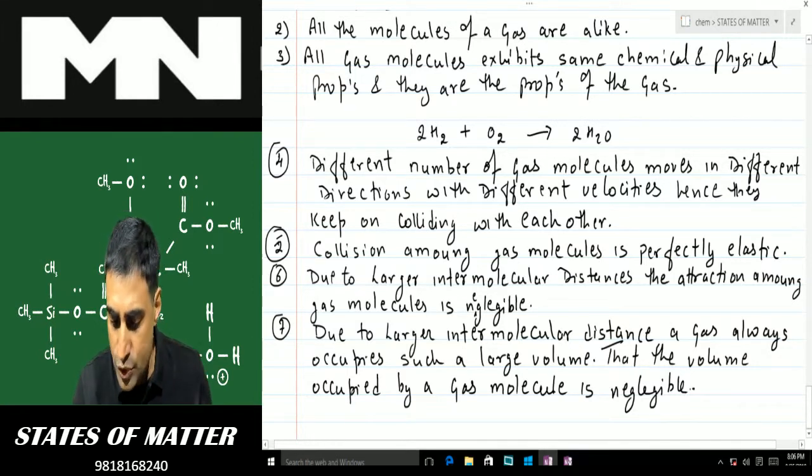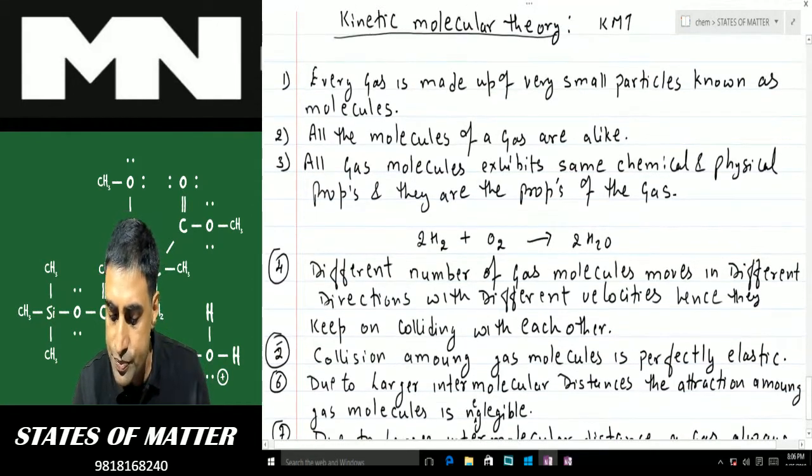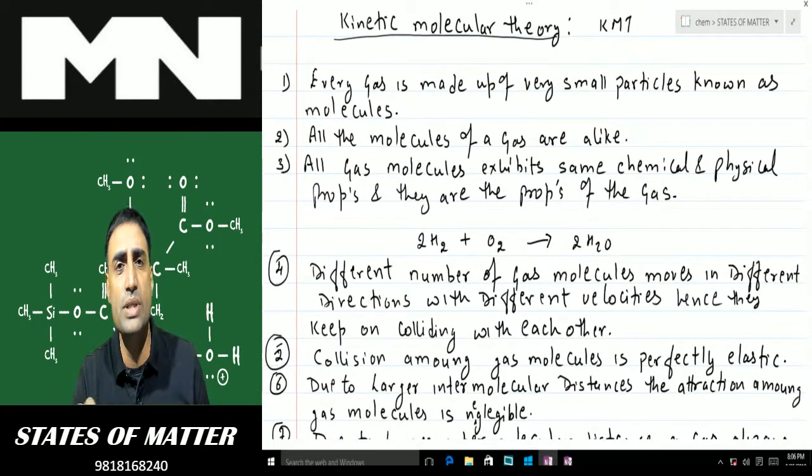So these are the assumptions of kinetic molecular theory. Van der Waals worked on these assumptions and he found that two of these assumptions are faulty.